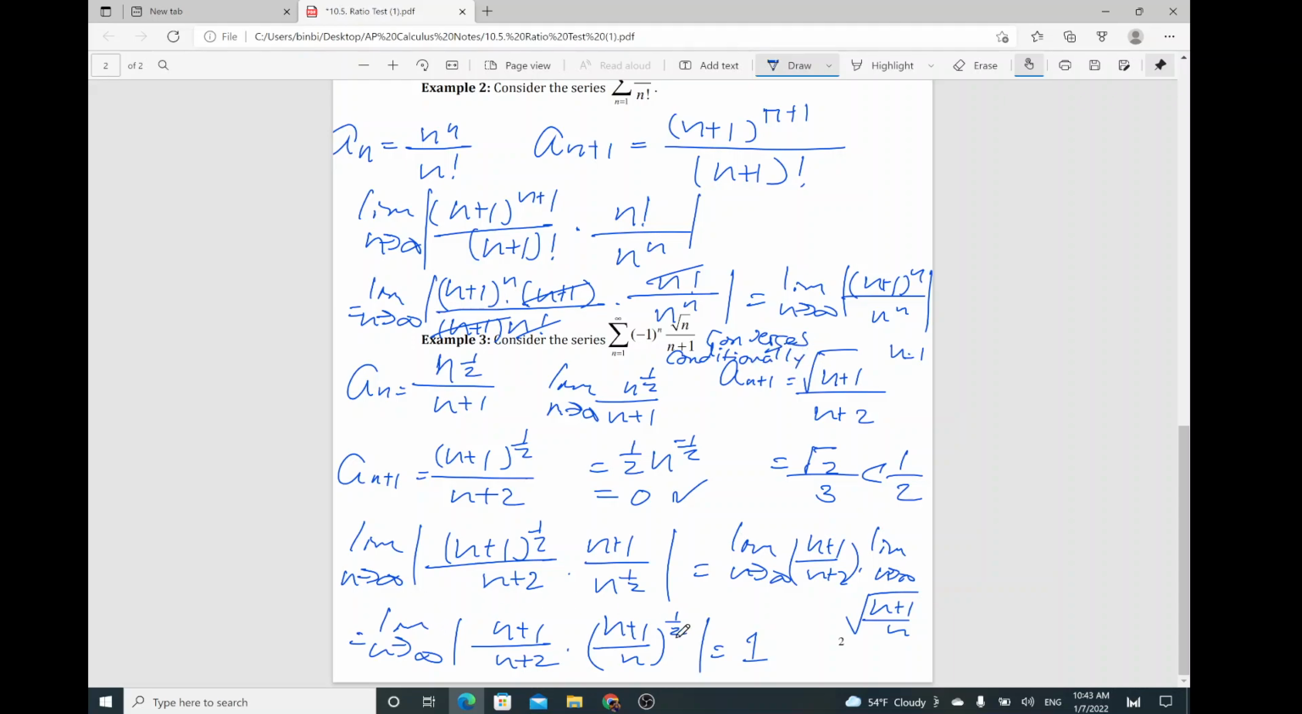Well, because for absolute convergence, we don't know what that is. It's inconclusive. So we just want to verify using the alternating series.